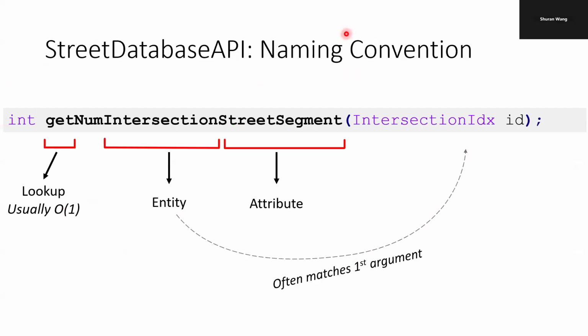Usually the naming convention for all the functions in the street database API is like this. So we have the get, which signifies this is a lookup function that's usually O(1). The entity, intersection, is usually the first argument in the argument list. So we're getting something for the intersection. And in this case, it's the number of street segments connected to it.